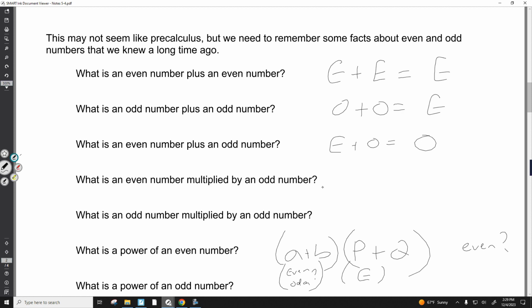Well, what is an even times an odd? What's 4 times 3? What's 4 times 1? What's 6 times 3? Even. What's odd times an odd? What's even times even? If you have an even times an even, you get an even. You've got an even times an odd, you have an even. A plus B times P plus Q has to be even. Cool? You'll see some questions like that. You'll have to understand what your values could be.